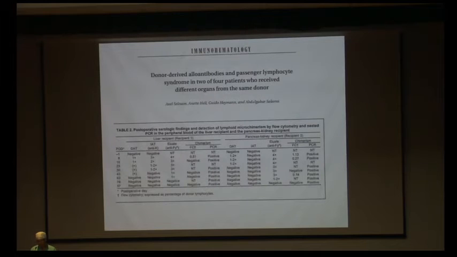This was one of the case reports of donor-derived alloantibody, where the donor was sensitized to multiple antibodies, and in the liver recipient and the pancreas-kidney recipient, this passenger lymphocyte syndrome occurred. Although in flow cytometry they could not find much change, in PCR they could see chimerism, and they finally diagnosed it. And both the patients survived.